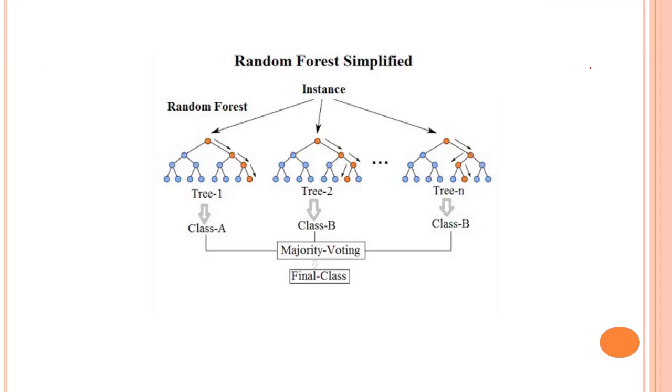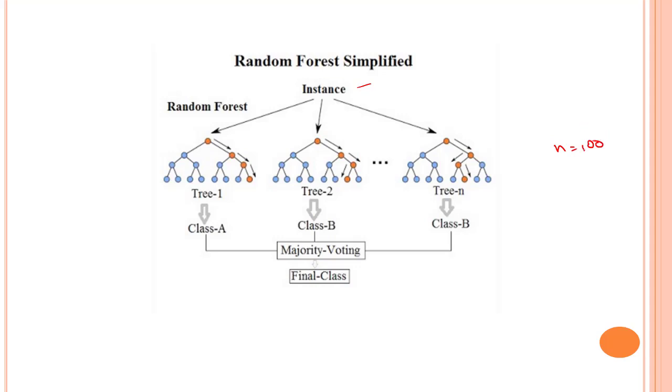Okay, let me simplify it. This is a figure that I have taken from Wikipedia. Here I have an instance, and then what I have done is I have created n trees. N can be anything. By default in scikit-learn, it's n equal to 100. This is the default value.